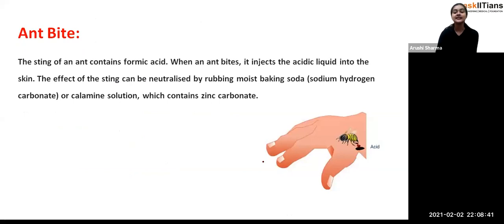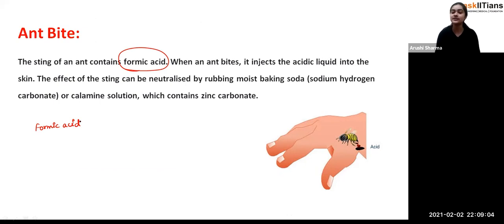Now the second thing is the ant bite. See, the sting of an ant contains formic acid. If it contains formic acid, that means what happened? That ant is biting your hand. That means she is injecting that acidic liquid inside your skin. And from that point, you start feeling itchiness or something like that.